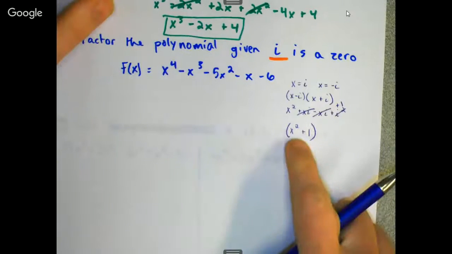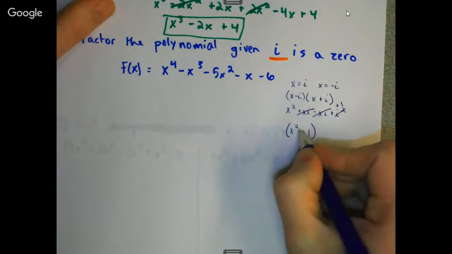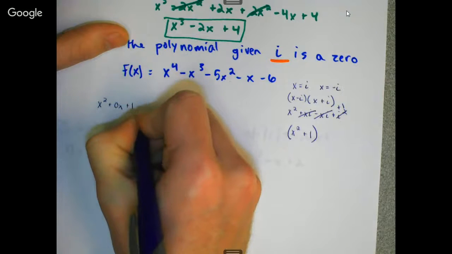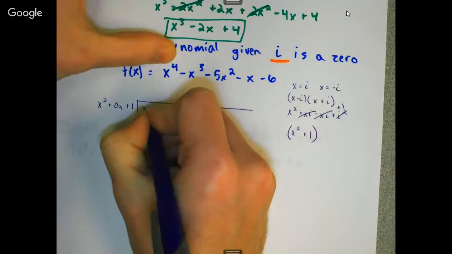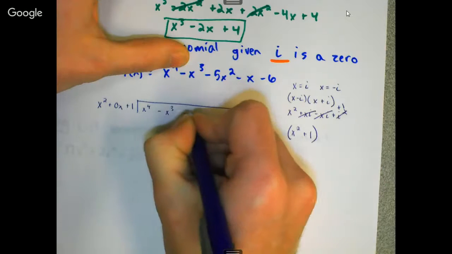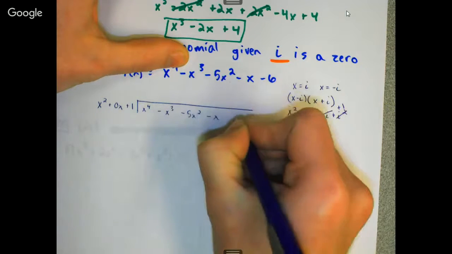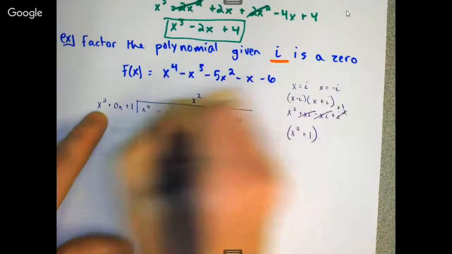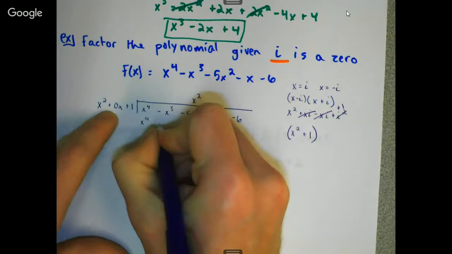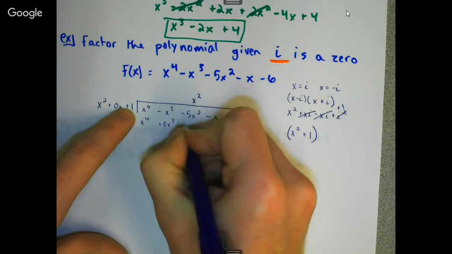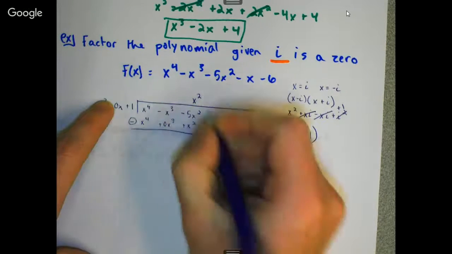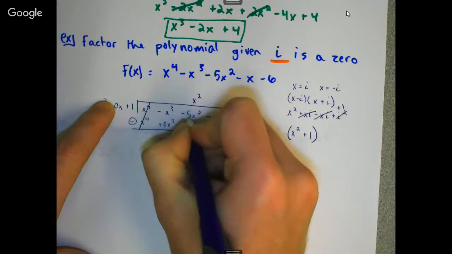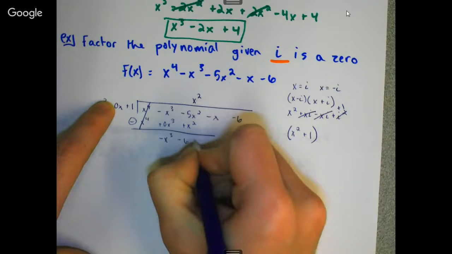Well, I cannot use synthetic division because it is not linear. So we have to do long division. So I got x to the fourth minus x cubed minus 5x squared minus x minus 6. So this becomes x squared. Take that times all this. So x to the fourth plus 0x cubed plus x squared. Subtract. Those cancel. Negative 1 minus 0, that's minus x cubed. Negative 5 minus 1, that's minus 6x squared.